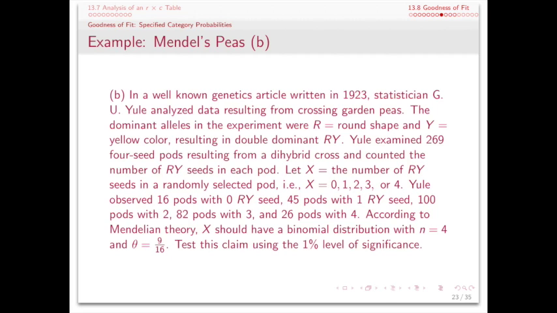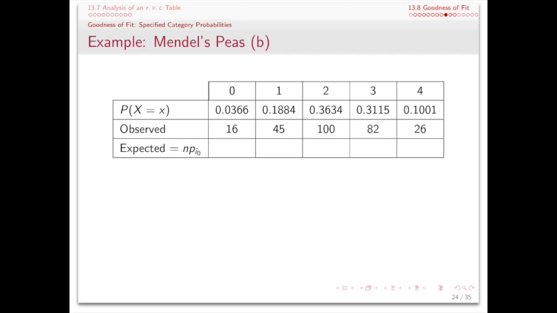According to Mendelian theory, our random variable X should have a binomial distribution with n equal to 4 and theta equal to 9/16. You might recall that this 9/16 sounds familiar. It's the same 9/16 we had in the last problem, where the probability of having a round yellow seed should be 9/16. Our goal now is to test this claim on the data in Yule's paper using the 1% level of significance. To start, our first order of business is to figure out the specified probabilities for each category. I've got them written in here, but it may not be obvious where they came from. So let's think about where they come from.